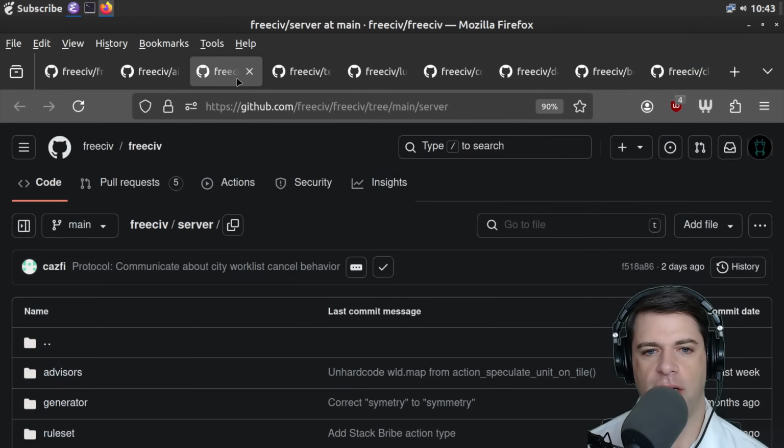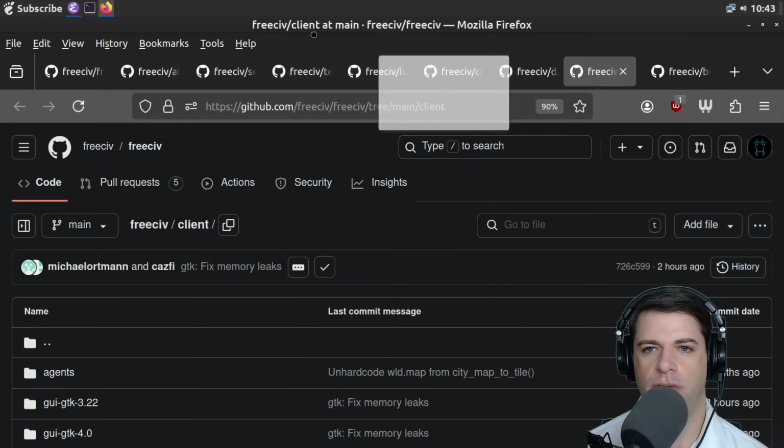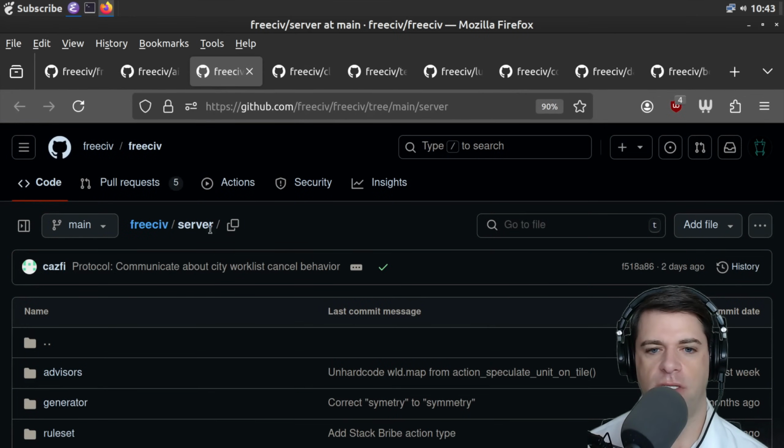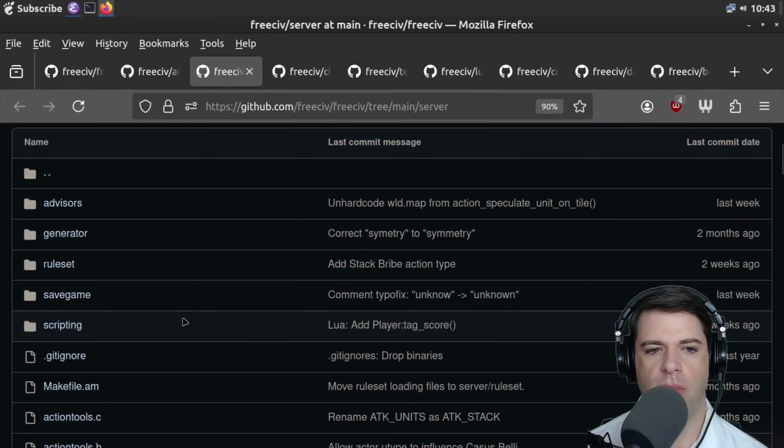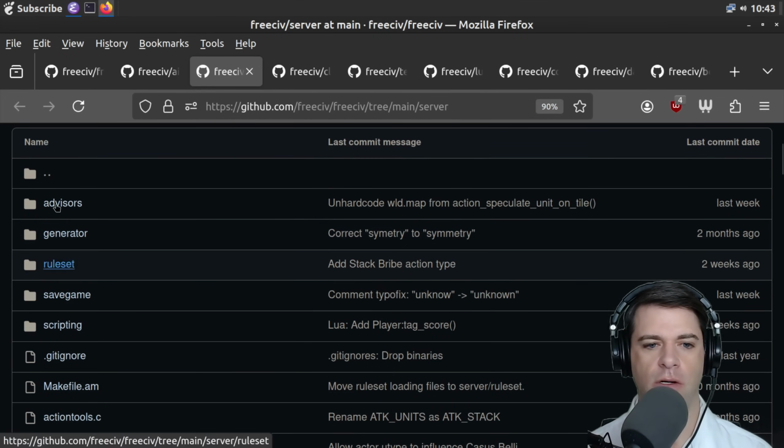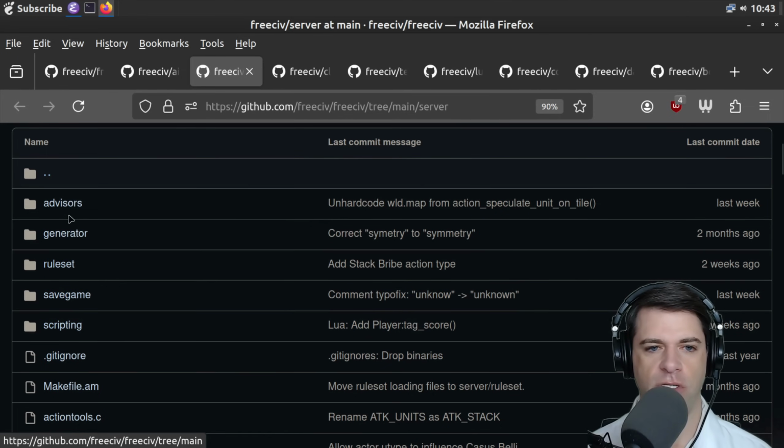And again, I'm going to guess that client and server are sort of two sides of the same coin. Although maybe not. We have advisors in server. We have advisors, generator, rule set, and save game. What's an advisor?